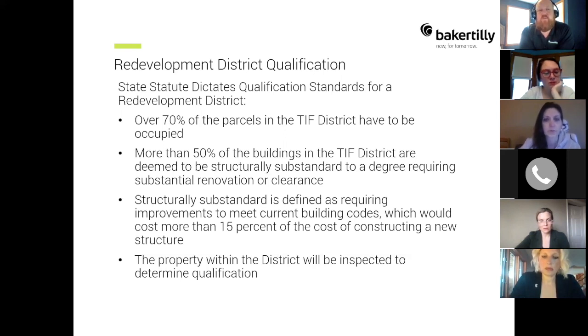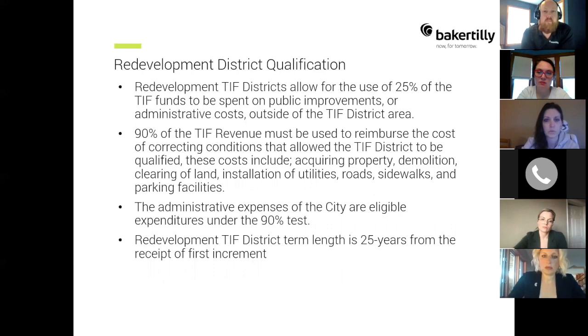And it's important that it's more than 50, because we've run into circumstances where we'll have two buildings within a district. One of them meets it, one of them doesn't. Unfortunately, that doesn't qualify for a redevelopment district. So again, redevelopment district qualifications are based on the condition of the property, the current condition of the building, and the substantial cost to make that building compliant with current building code.